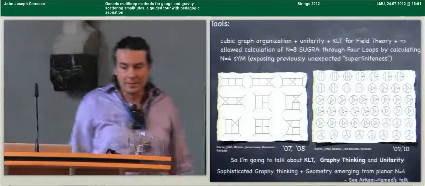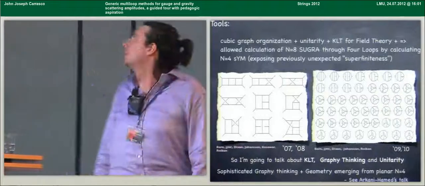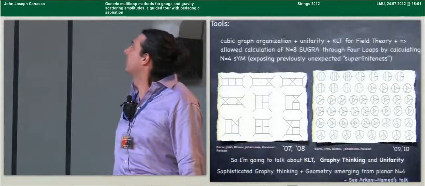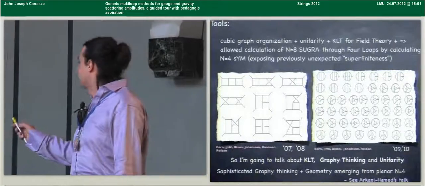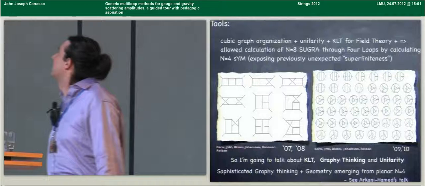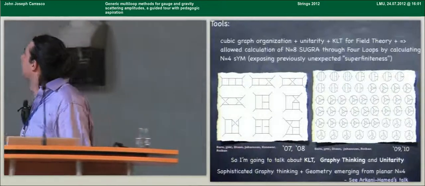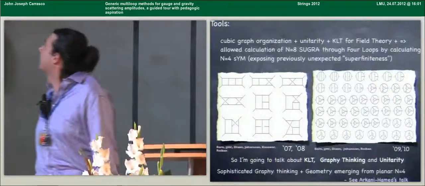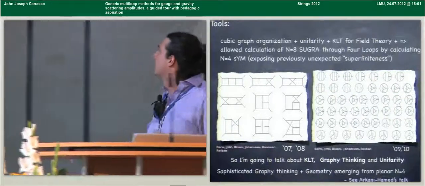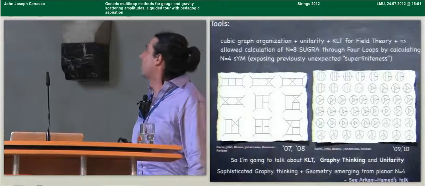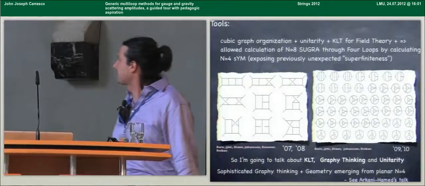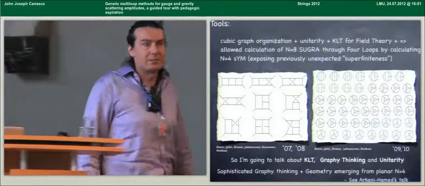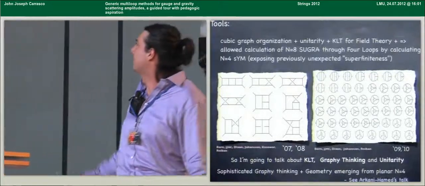Okay, so the tools. This organization in terms of cubic graphs, unitarity method, and KLT for field theory allowed these calculations of N equals 8 supergravity through 4 loops by calculating N equals 4 super Yang-Mills, exposing previously unexpected superfiniteness. So I'm going to be talking about KLT and graphy thinking and unitarity. And I'll point out there's going to be some very sophisticated graphy thinking and geometry emerging from planar N equals 4 for the talk right after me from Nima.